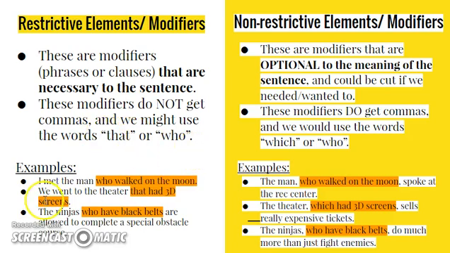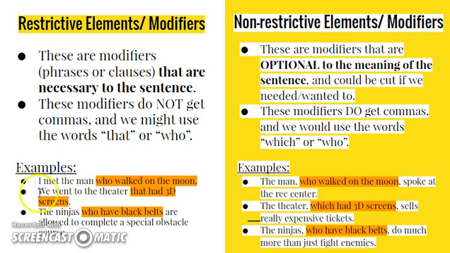For example, I met the man who walked on the moon. This modifier right here in orange is important to the sentence. It's necessary because which man? The one who walked on the moon. That makes a big difference about which person I talked to. And since this chunk of words is necessary, I'm not going to put a comma here. It's a restrictive necessary element.